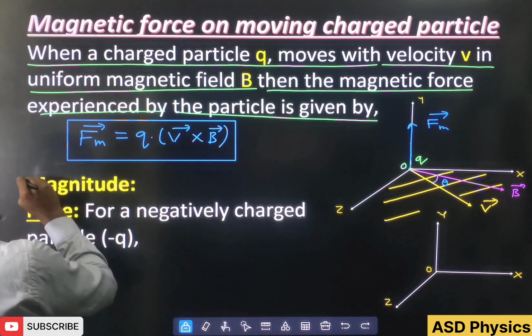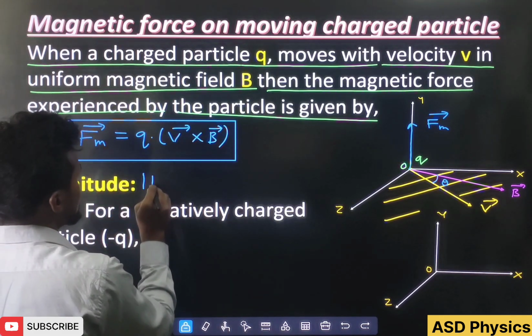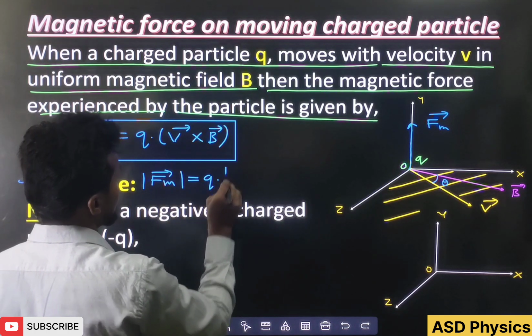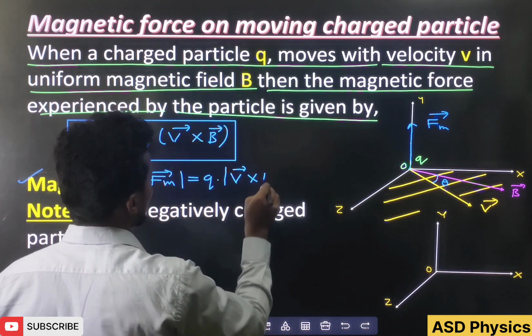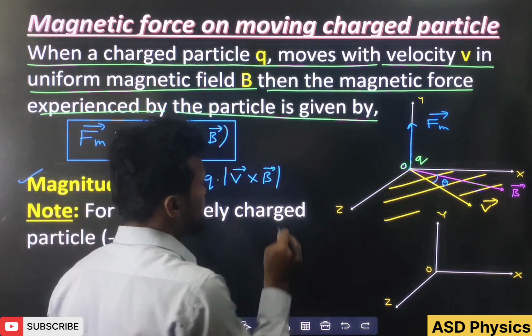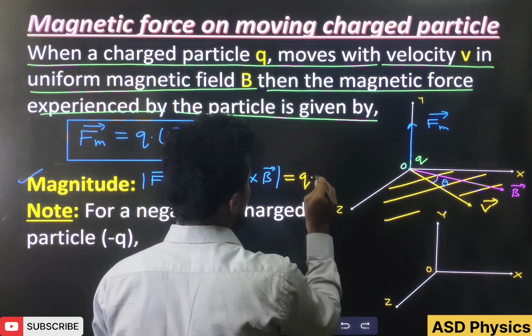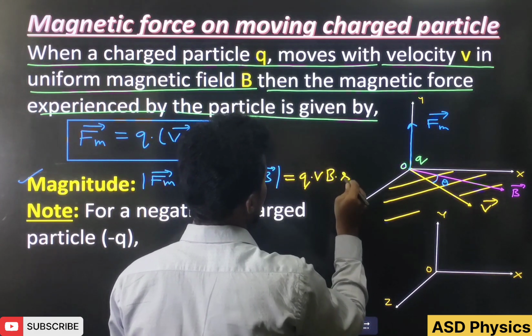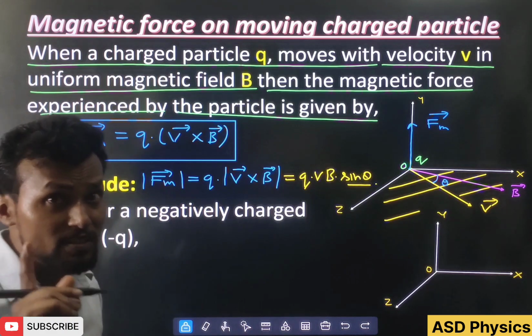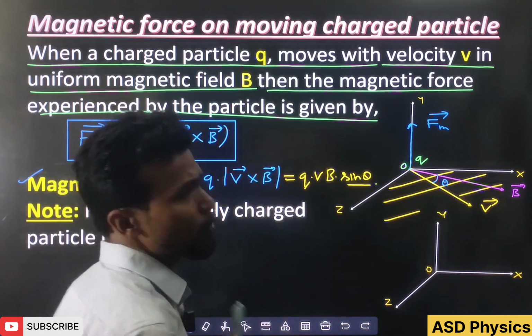After that, if I write the magnitude, what is the magnitude? With the very basics I am writing here, mod of Fm is given by Q into mod of V cross B. And what is mod of V cross B, students? VB sin theta. That means we can write Q into VB sin theta. This is the formula: QVB sin theta. This is for the positive charged particle.